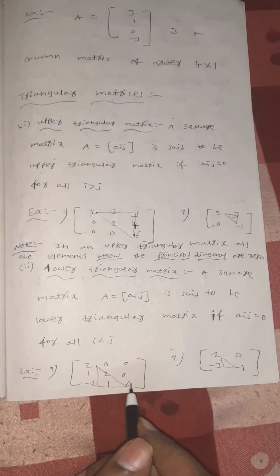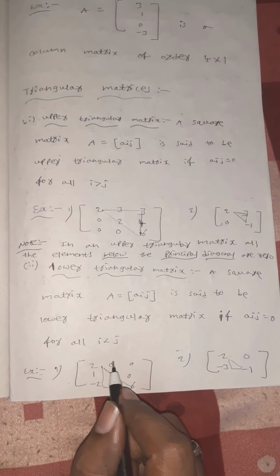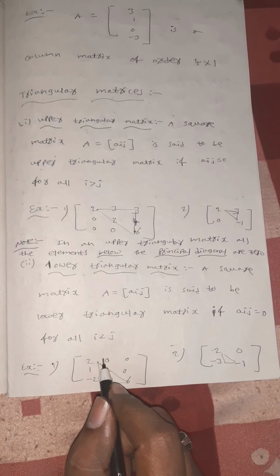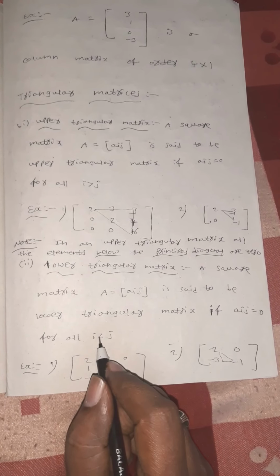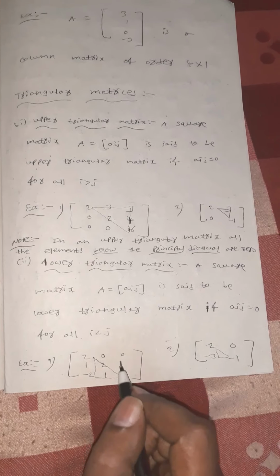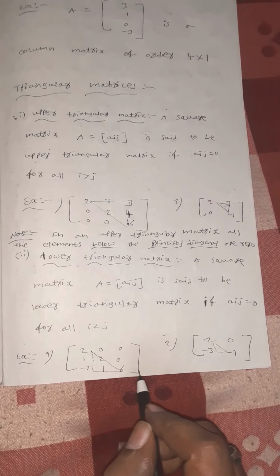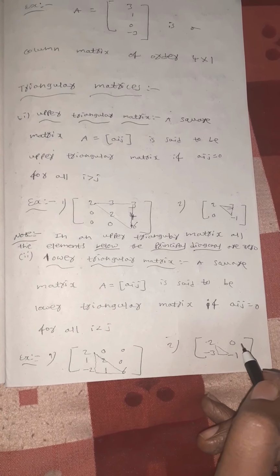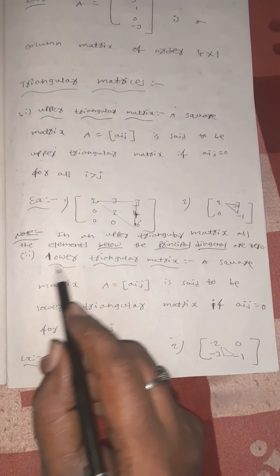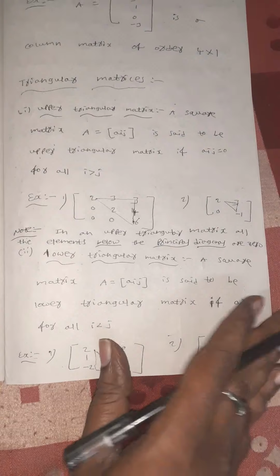So if you join like this, a triangle is forming. If you want to check clearly also, you can check. Here 0 is in the first row, second column. So 1 is less than 2. Why? Because i is less than j. So it is a lower triangular matrix. Similarly, it is a 3 by 3 matrix. We can find for a 2 by 2 matrix also: 2, 0, -3, -1. So above the principal diagonal is 0, so it is a lower triangular matrix.